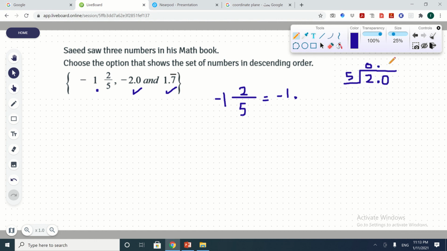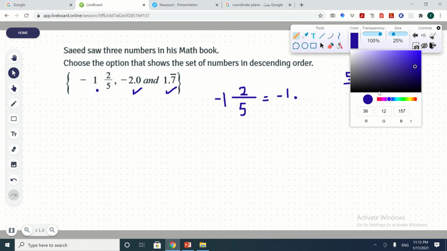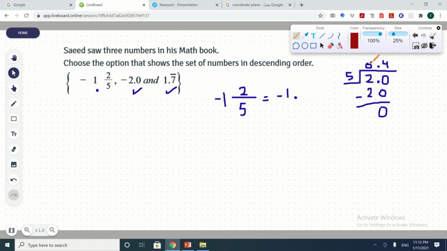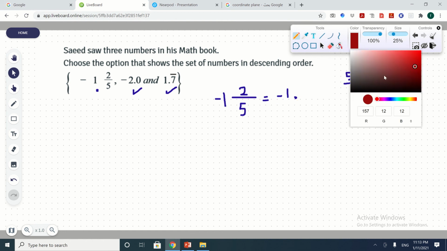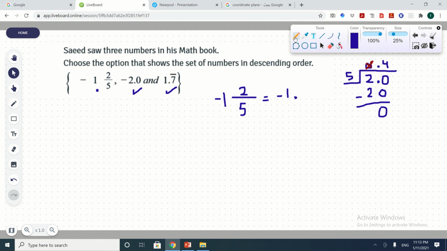20 divided by 5 gives us 4. 4 multiplied by 5 is 20. Subtract, it gives us 0. The operation is finished. Here you must be careful that the zero that appeared is not needed. The reason is we have here a whole number, which is -1. After the point we will put 4. Look here.